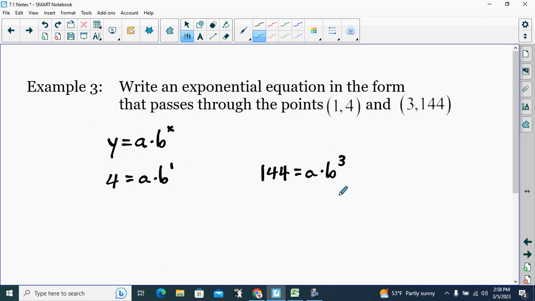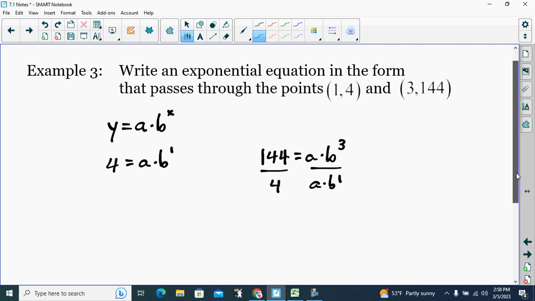And now there's lots of different ways you could solve this. You could substitute. You could solve for a and substitute that over here, solve for b, and then plug that back in. The way I'm going to show you how to do it is I'm going to divide this side by 4 and this side by a times b to the first. So I'm taking one equation and dividing it by the other. And usually when I divide both sides of an equation, I have to divide by the same thing. Not usually, you always have to. But I'm dividing this side by 4, I'm dividing this side by ab to the first. Well, those are equal to each other, so I am dividing both sides by the same thing, as long as a and b are not 0.